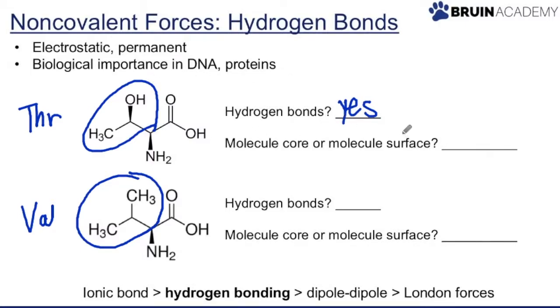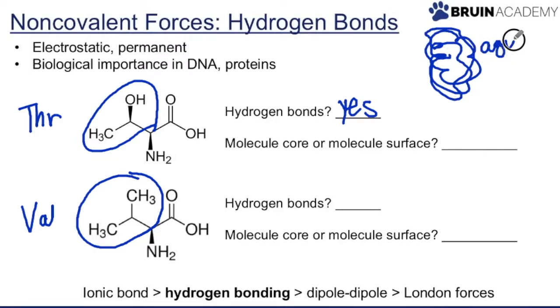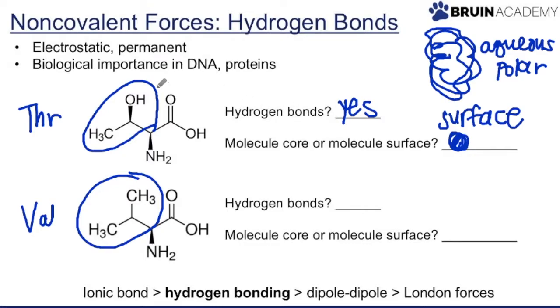And something to remember in proteins is that when you have a protein that folds within itself, it kind of folds together like this, and you have an aqueous environment that surrounds it, and this aqueous environment is polar. So when you have a molecule that can hydrogen bond, this means that the molecule contains polar atoms, and this means that it can interact with the aqueous environment. And so a molecule like threonine would be in the molecular surface, meaning that it can interact with this aqueous environment outside of it.